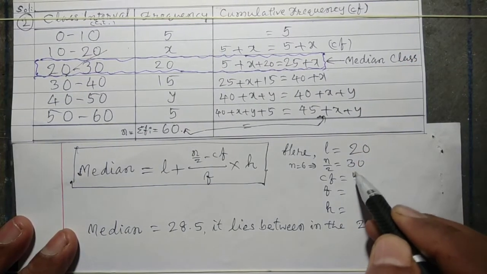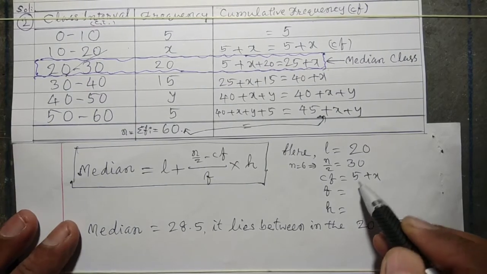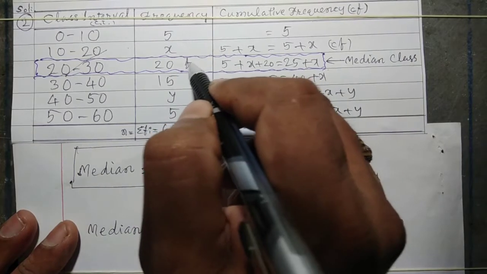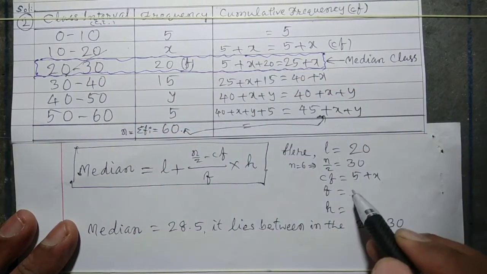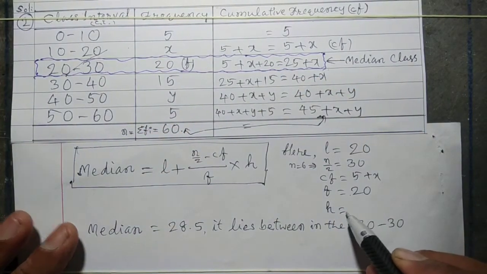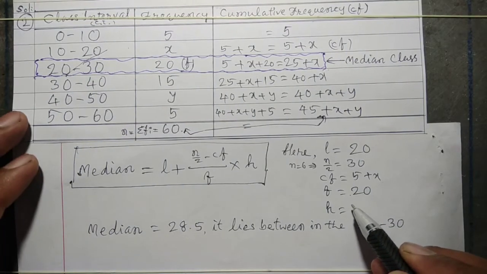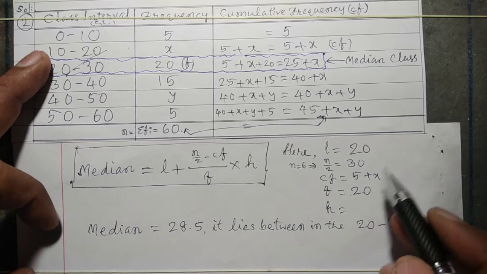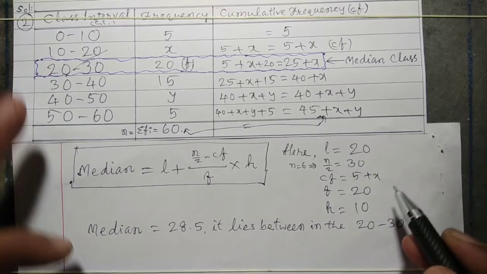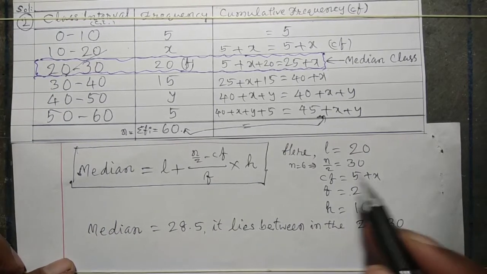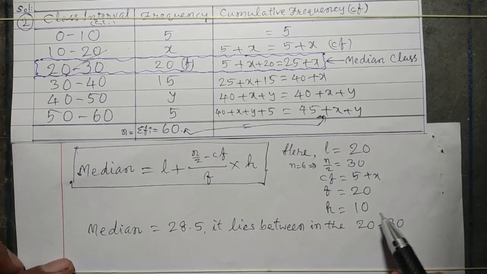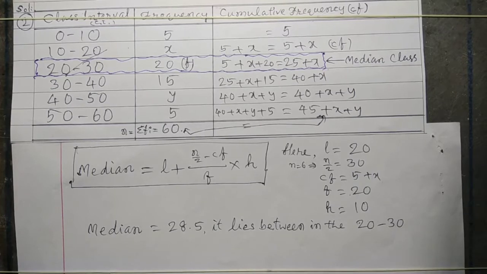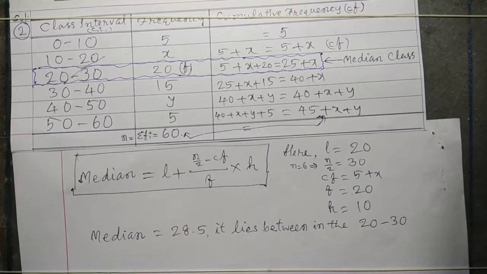Cumulative frequency is equal to 5 plus x. Small f is the frequency of the median class. h is the height of the class, so the difference of lower limits is 10. We have all the values, so we can find x by substituting in this formula.